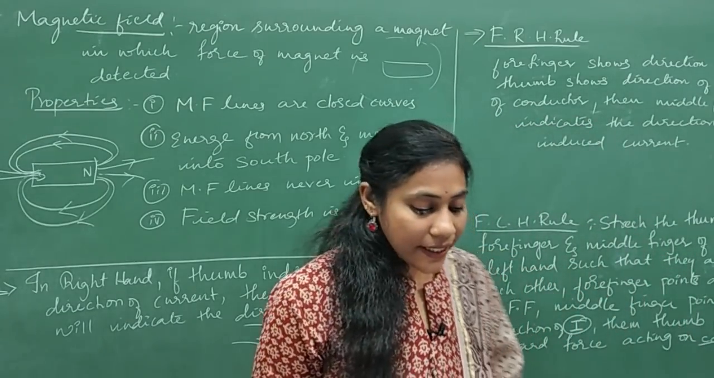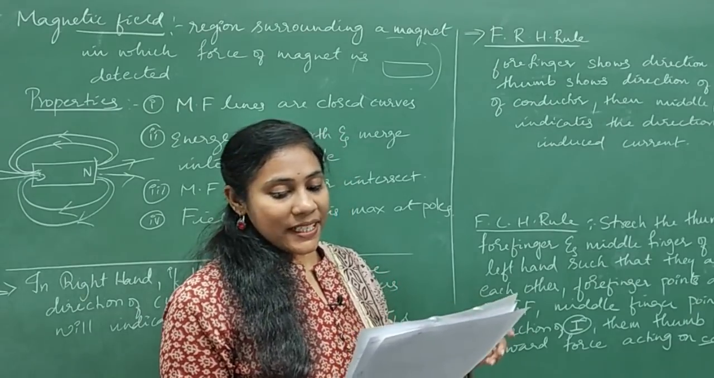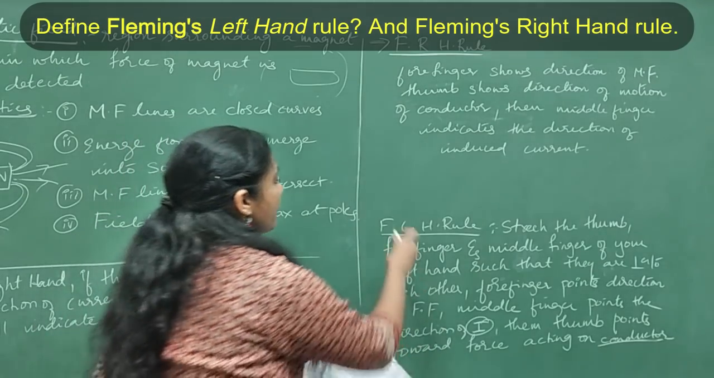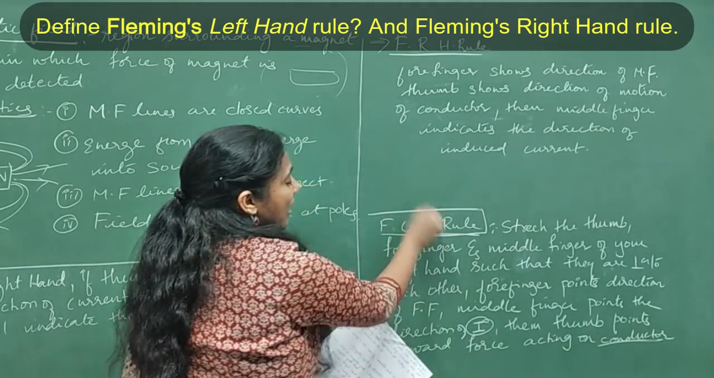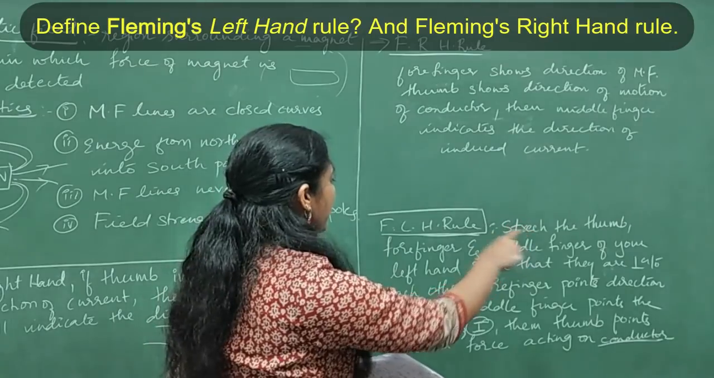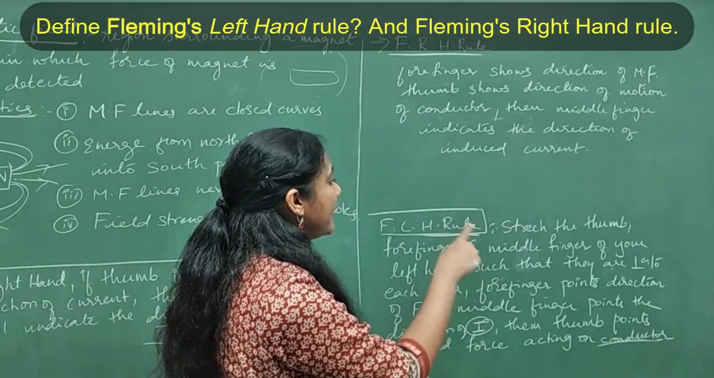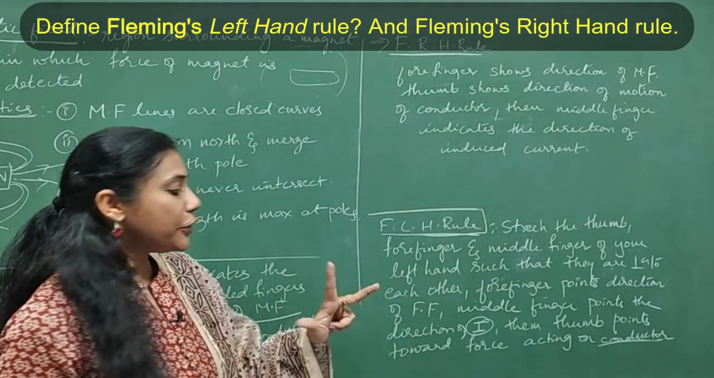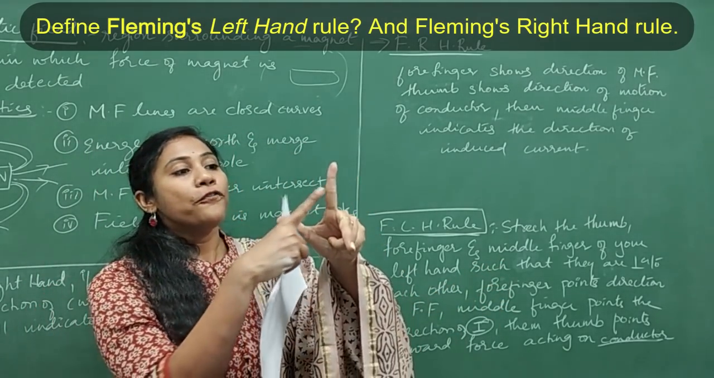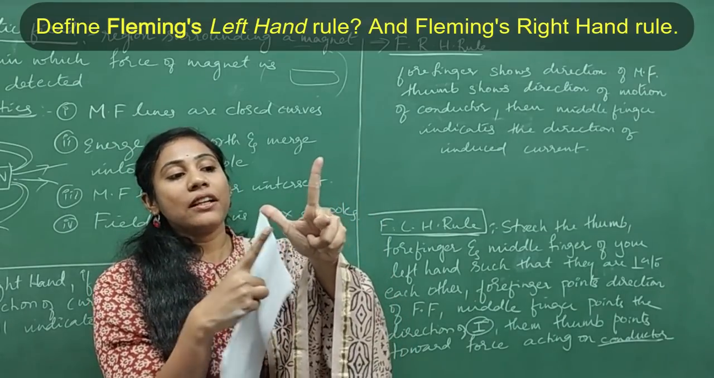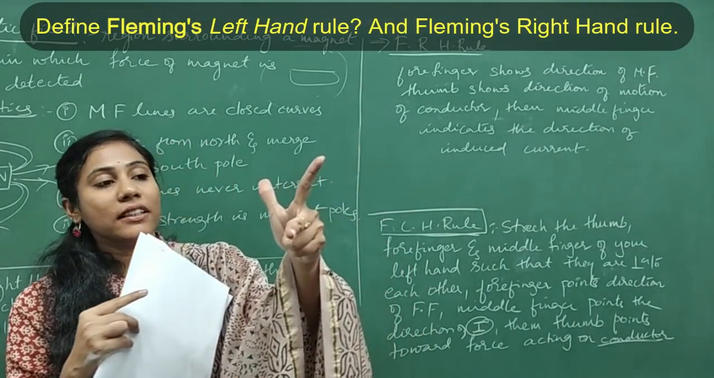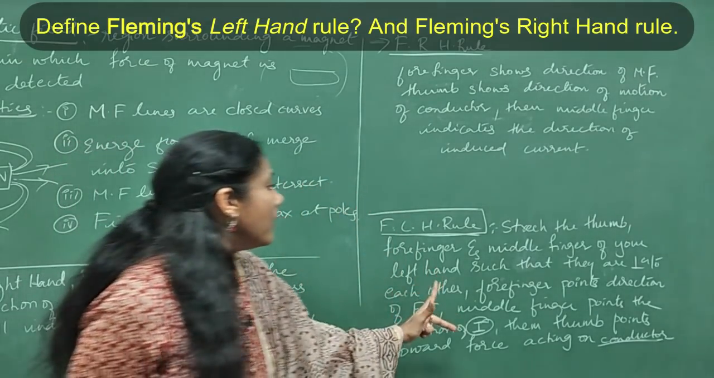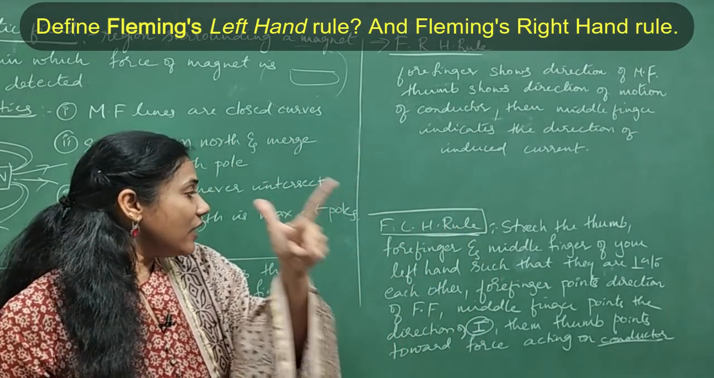And coming to the second definition, define Fleming's left hand rule and Fleming's right hand rule. First, we will discuss Fleming's left hand rule. Stretch the thumb, forefinger and middle finger of your left hand such that they are perpendicular to each other. I mean, they have to be perpendicular to each other. And what does each and every finger indicate?